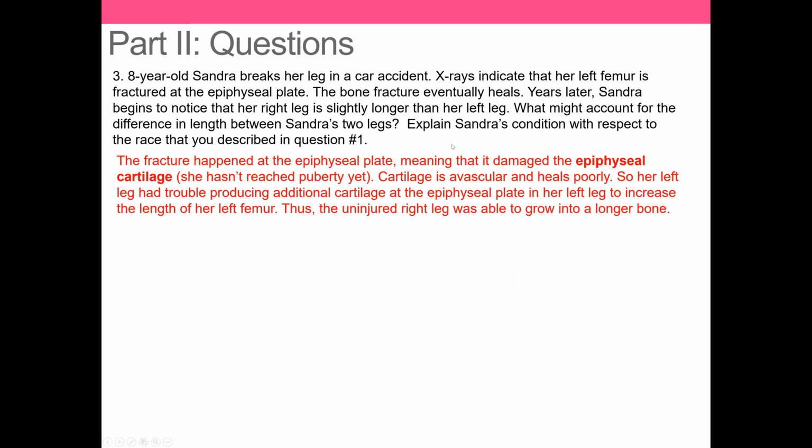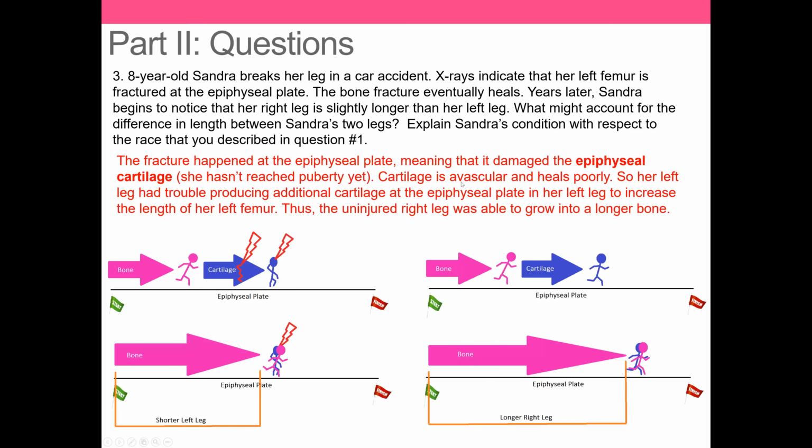The second part of the question says, explain Sandra's condition with respect to the race that we described in question 1. So if we take a look at this, I've got her right leg on the right side and her left leg on the left side. What happened here is during development, she broke her bone in that area with the cartilage.